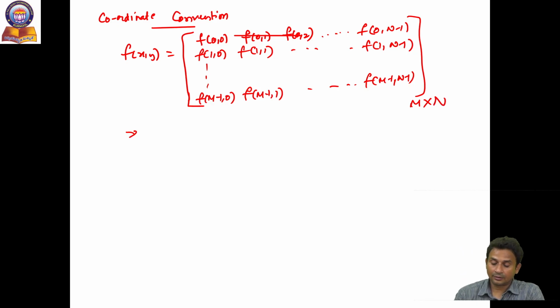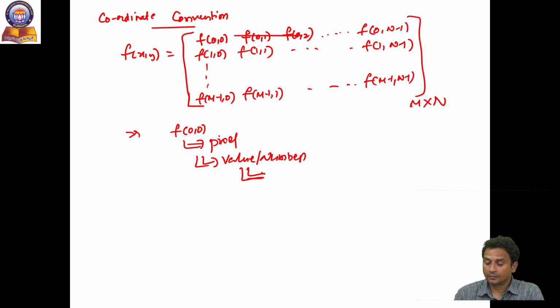Each coordinate will have one pixel with a particular value or number that represents the intensity, or gray level, of the pixel at that point.